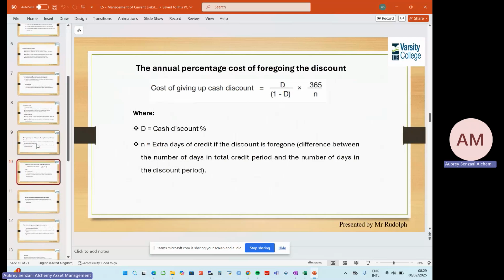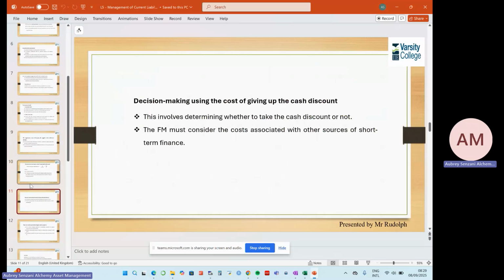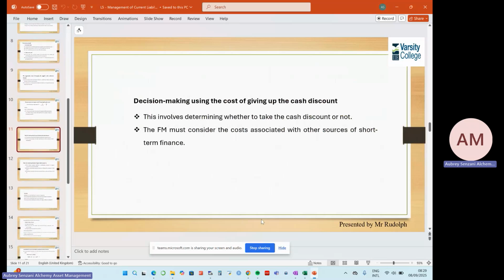Okay, so this is the formula and the value of that formula. So I've already spoken quite a bit to the decision making using the cost of giving up the cash discount. Okay. So the financial manager must consider the costs associated with other sources of short-term finance.